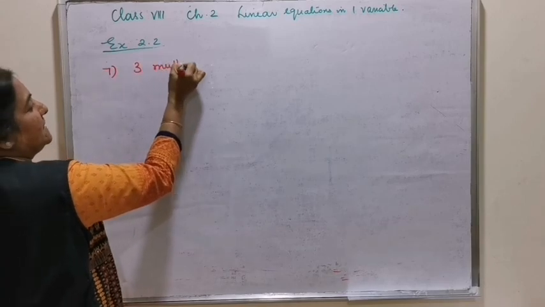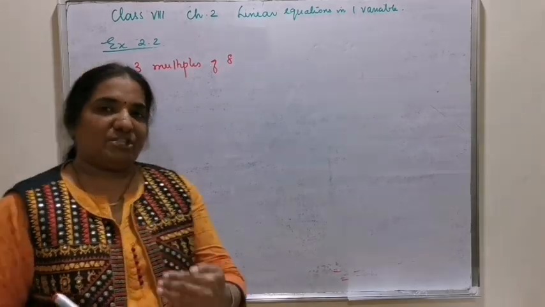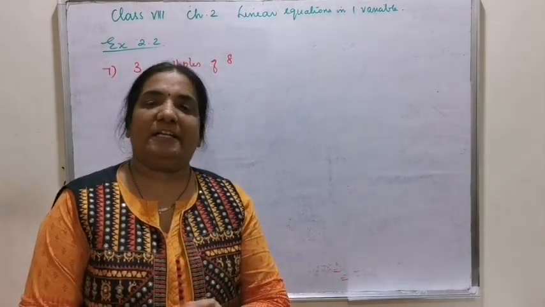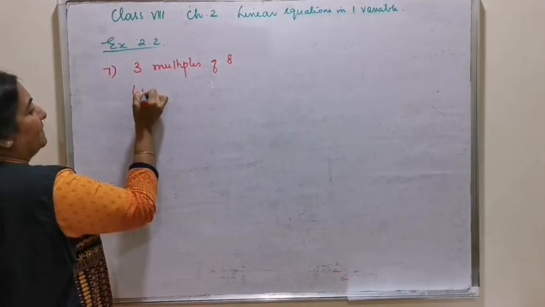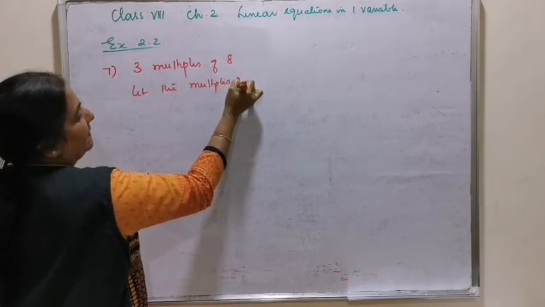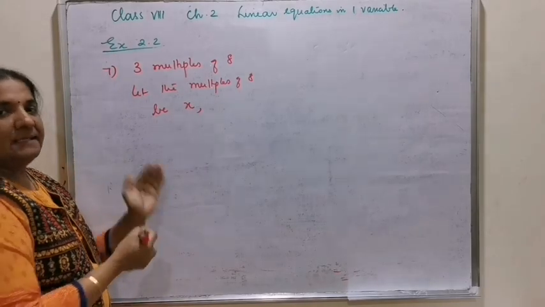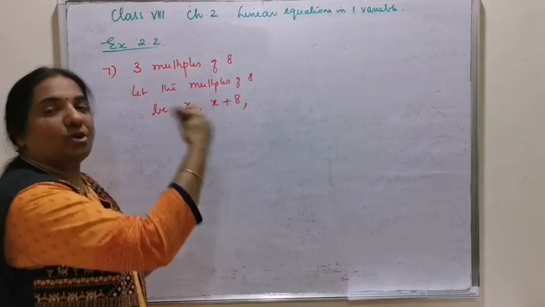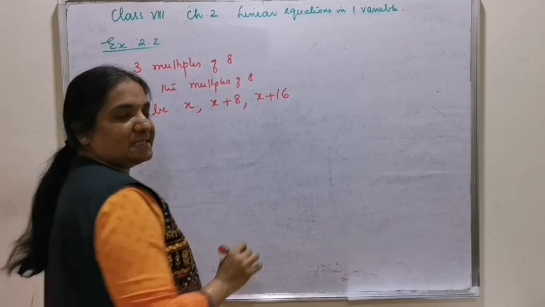3 multiples of 8. We don't know from which order it is starting or from which multiple they are starting. Definitely it is not the first multiple. So let the multiples of 8 be, first multiple be x, then next will be x plus 8 because it's a consecutive one, and the next one will be x plus 16.